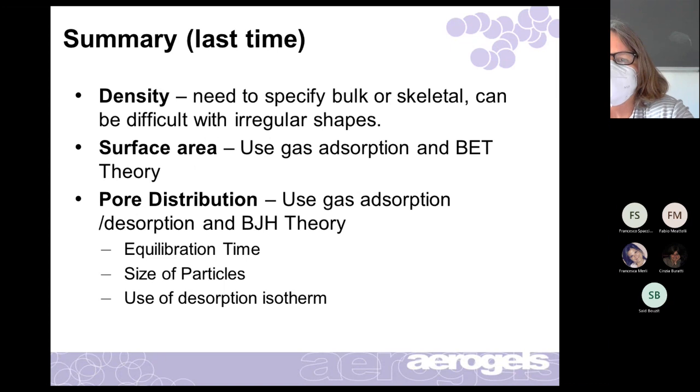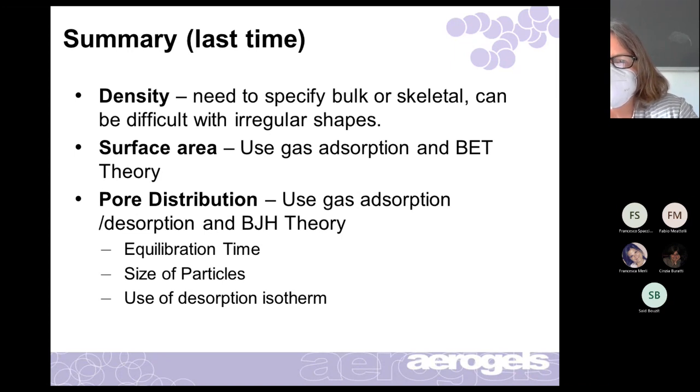So last time we talked about density, and the main thing there was, because of the porous nature of aerogels, and it's true of any porous material, you need to specify: are you doing a bulk or a skeletal density? And it can be hard with irregular shapes. We talked a little bit about ways to do that. And then we talked a lot about understanding the pore distribution and the porous nature. How do you measure surface area?